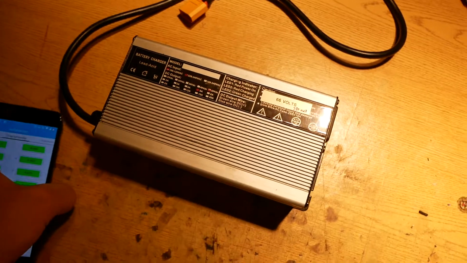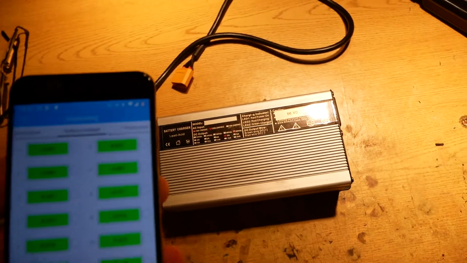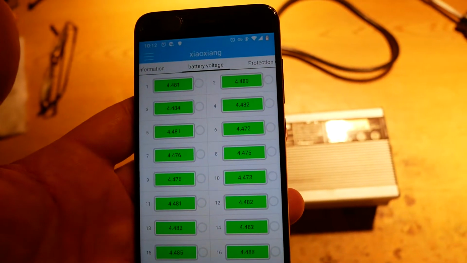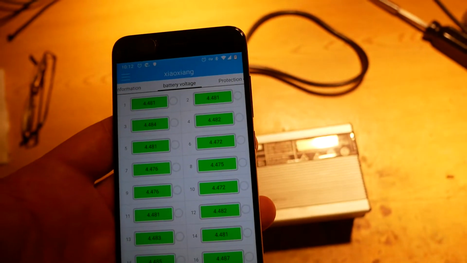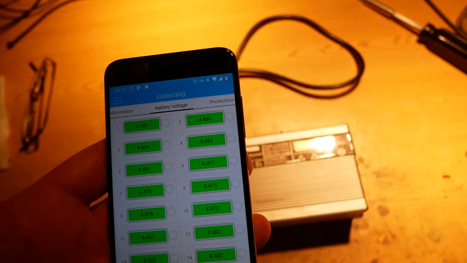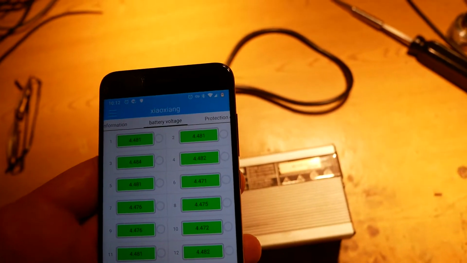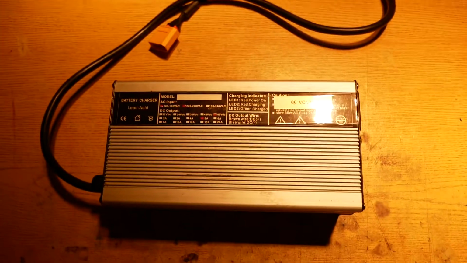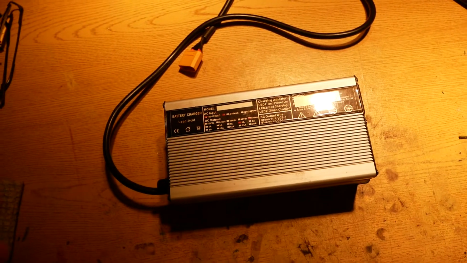And then I pulled up the app, and here's all the cells, and they're all showing 4.4 volts plus. So the low cell in this batch of 16 cells is 4.472 volts. Not good. And that was a charger that basically caused that.